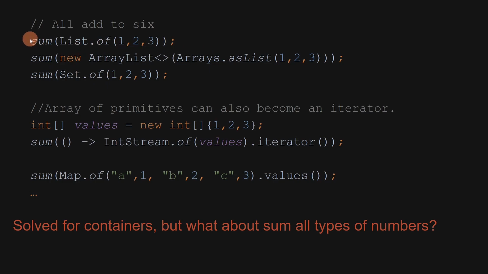This will sum everything here, and it adds to 6. A list of 1, 2, 3 adds to 6. An array list adds to 6. A set adds to 6. The array of primitives is a little bit different because it actually doesn't extend from collection, but you can easily, with little code, provide an iterator for it, and then the sum will just work. Even for a map, if you get the values, they are iterable and they will sum to 6.